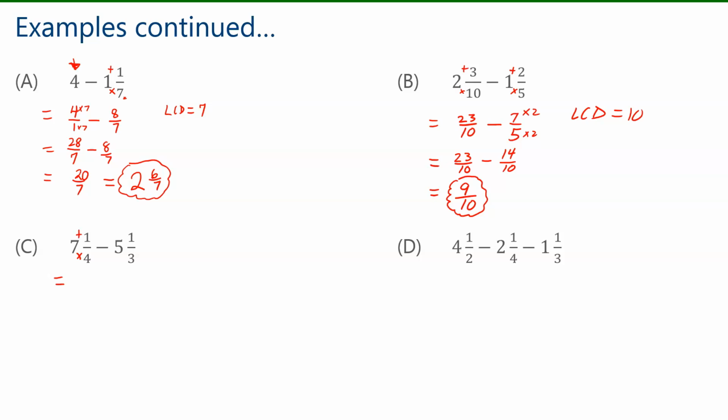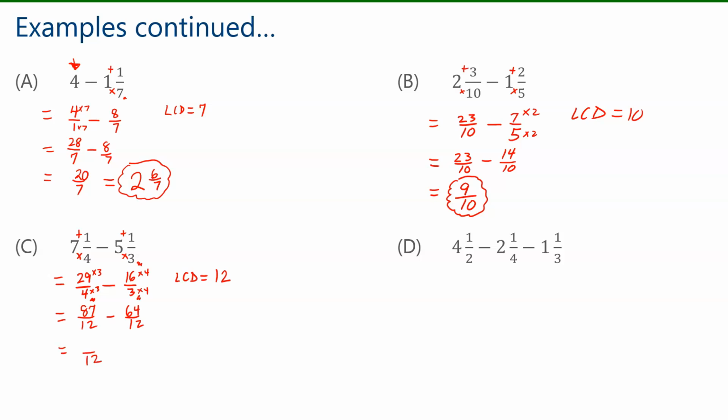4 times 7, 28. 28 and 1 is 29 over 4. Subtract. Well, 3 times 5 is 15. Add on 1 is 16. Over my denominator, 3. 29 over 4. Subtract 16 over 3. Denominators are different. We have a 4 and a 3. We need the LCD for 4 and 3, which is 12. Rewrite both fractions. 4 times 3 is 12. 29 times 3 will give us 87. 3 times 4 is 12. 16 times 4 will give us 64.